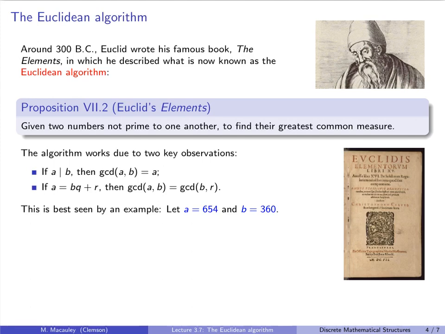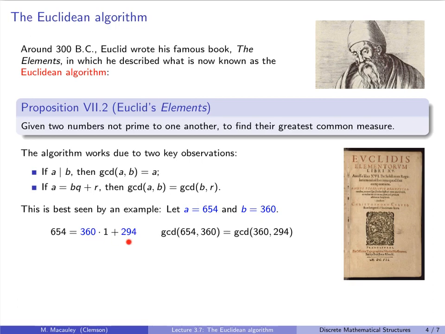This is best seen by an example. So we will let A be 654 and B be 360. And the idea is, to compute the GCD of these two numbers, we will divide 360 into 654, take the remainder, which is going to be smaller, and compute the GCD of the remainder with B, and then repeat that process. So if we do that, we get that 654 is 360 times 1 with a remainder of 294. So this is the quotient, this is the remainder. So the GCD of 654 with 360 is equal to the GCD of 360 and 294.